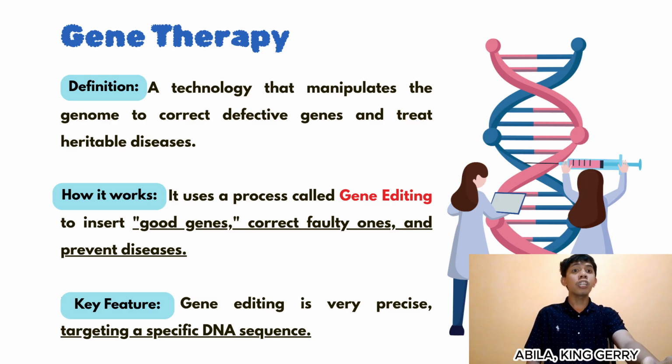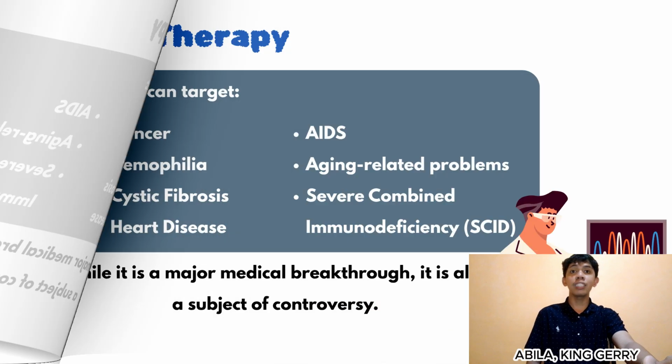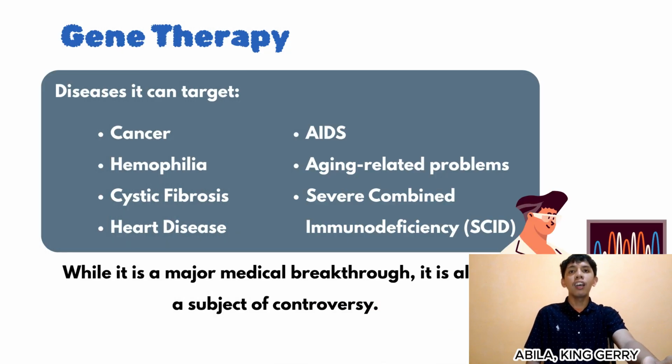In fact, the potential scope of gene therapy is staggering. It treats major diseases shown in the slide, such as cancer, heart disease, and AIDS. Also, it directly addresses specific inherited conditions, such as hemophilia, cystic fibrosis, and severe combined immunodeficiency. While this is a breakthrough, remember that it remains a subject of controversy, which will be discussed later on.